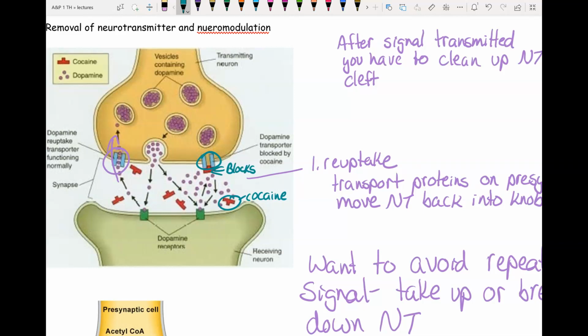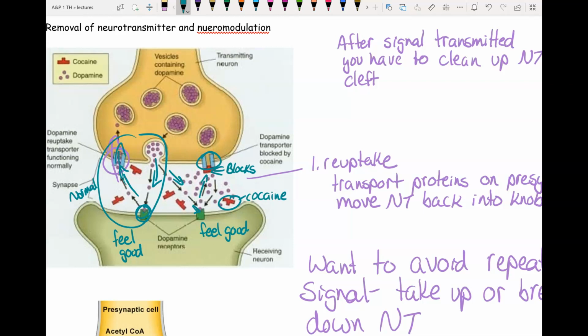So if you take cocaine, here's the normal situation. You release dopamine, it binds, then it goes back into here. So normal, here's the dopamine is released, it binds to the receptor, then it goes back, and you get that feel-good signal once. Right? Dopamine transmits a signal of feeling good.